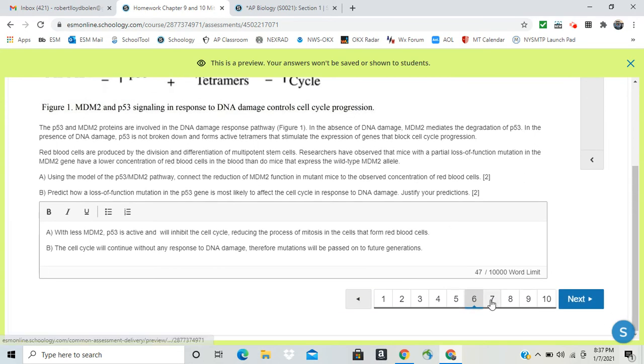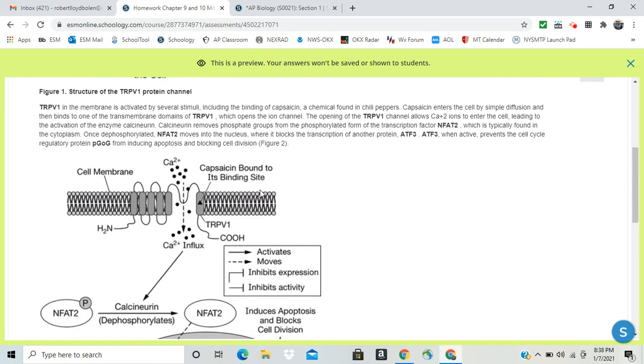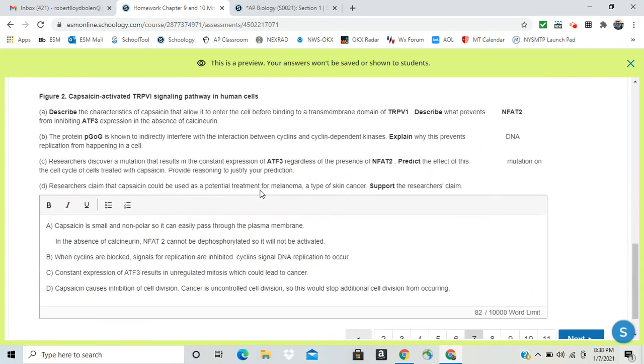Okay, let's move on to the next one. I had explained this one earlier in a previous video, so I'm going to just jump right to the answers. Capsaicin, they want to know what are the characteristics of capsaicin that allow it to enter the cell, and describe what prevents NFAT2 from inhibiting ATF3 expression without calcineurin. So capsaicin, to get into the cell before binding to a transmembrane domain, it has to be small and nonpolar so it can easily pass through the plasma membrane and get to that transmembrane domain.